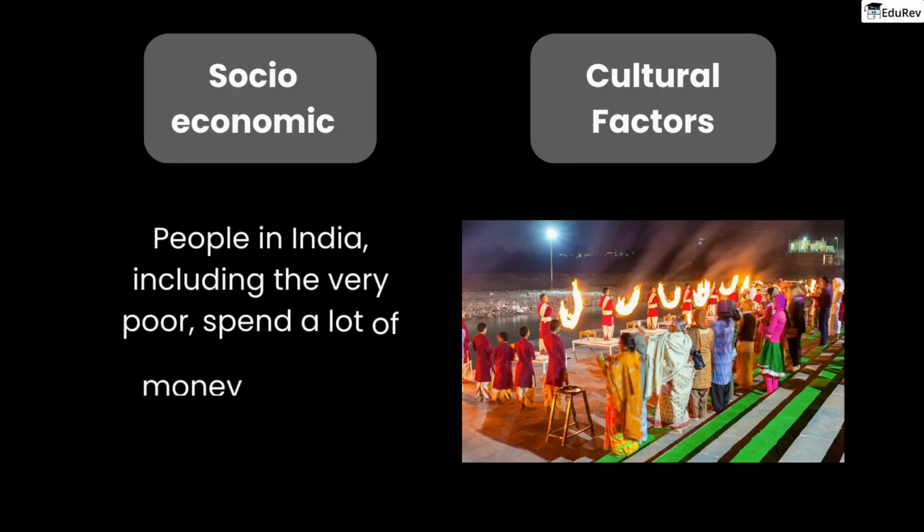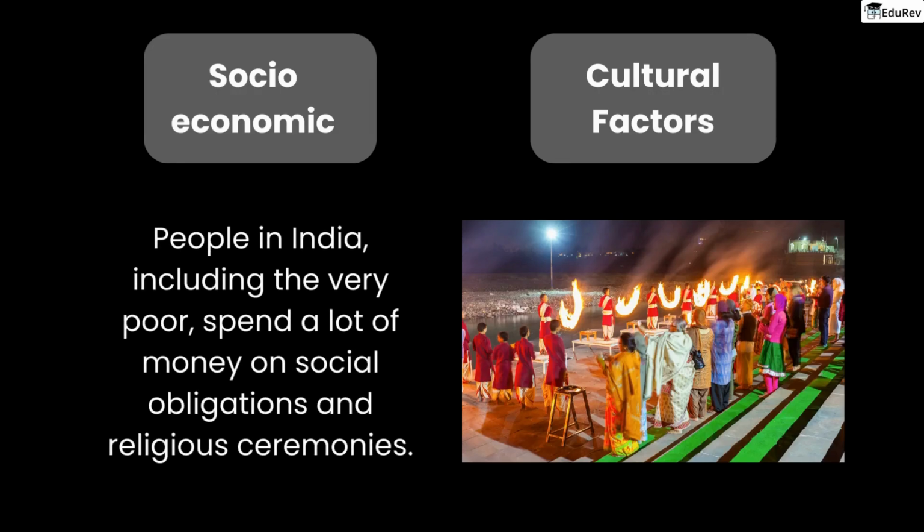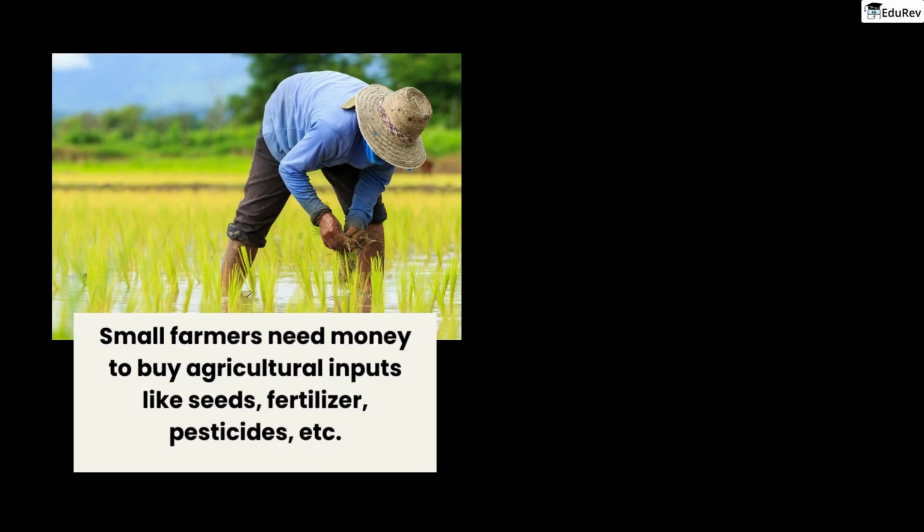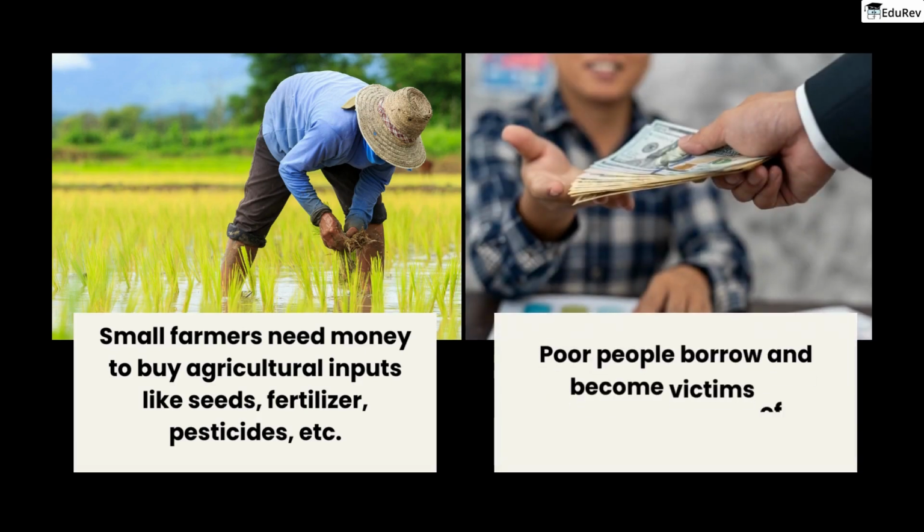Socioeconomic and cultural factors also contribute to poverty. For example, people in India, including the very poor, spend a lot of money on social obligations and religious ceremonies. Small farmers need money to buy agricultural inputs like seeds, fertilizer and pesticide. Since poor people hardly have any savings, they borrow and become victims of indebtedness. The high level of indebtedness is both the cause and effect of poverty.